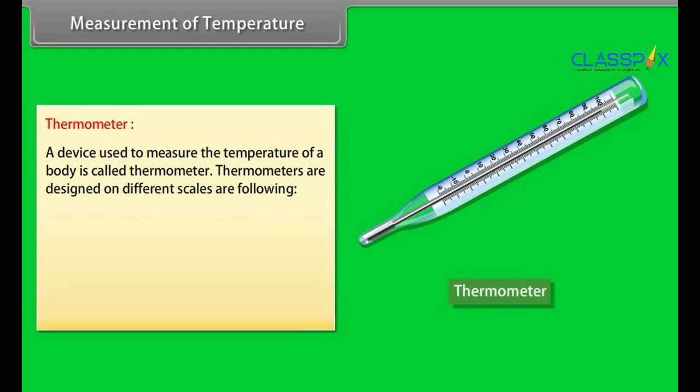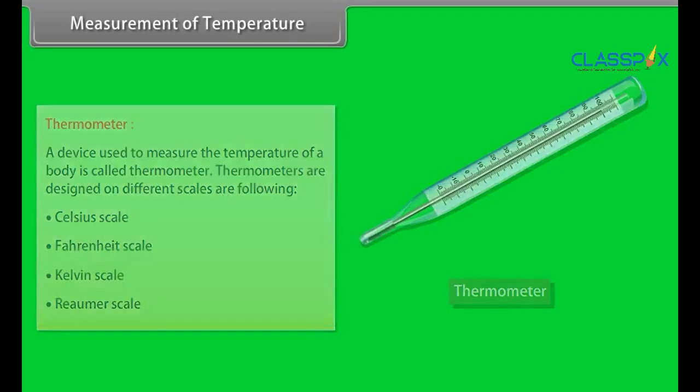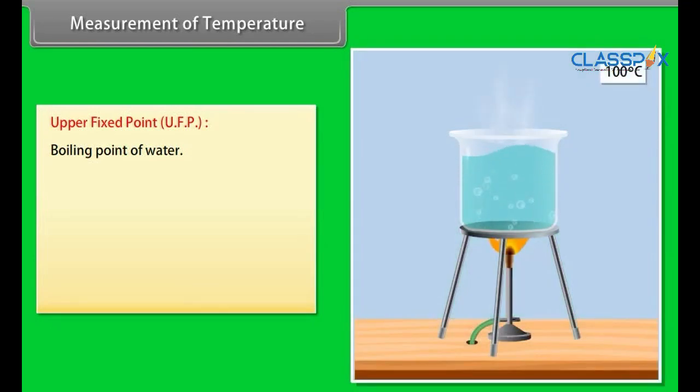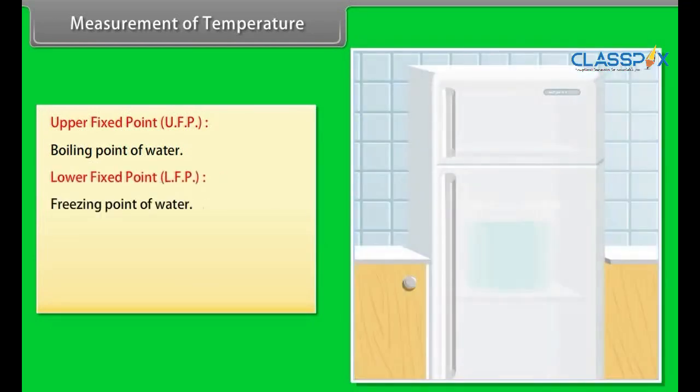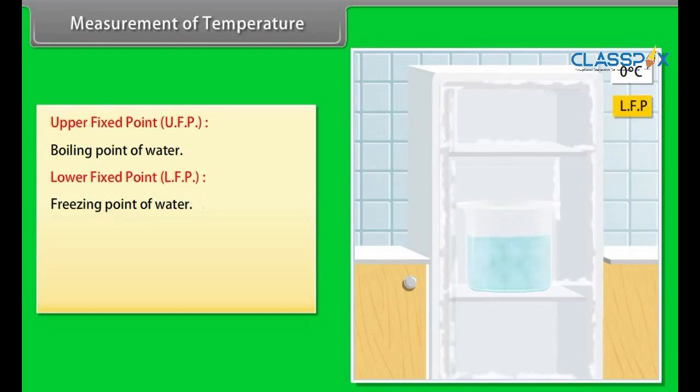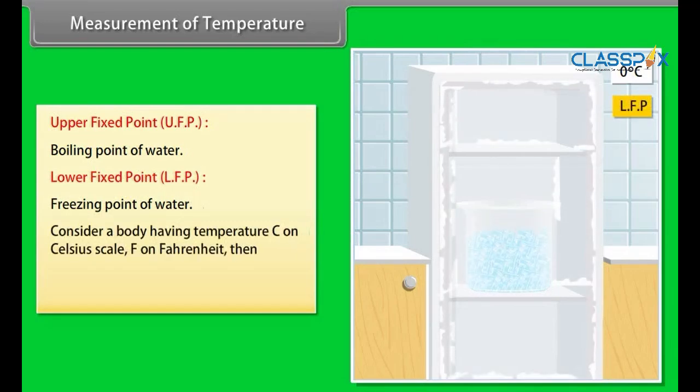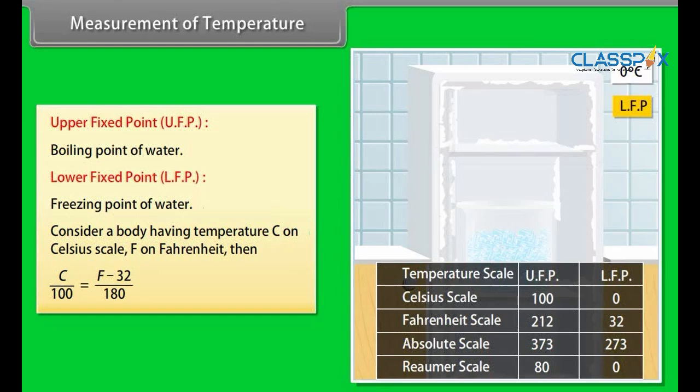Measurement of temperature. A device used to measure the temperature of a body is called a thermometer. Thermometers are designed on different scales, which are the following: Celsius scale, Fahrenheit scale, Kelvin scale, and Reamur scale. Boiling point of water is known as upper fixed point. Freezing point of water is known as lower fixed point. Consider a body having temperature C on Celsius scale and F on Fahrenheit scale. Then C/100 = (F - 32)/180.